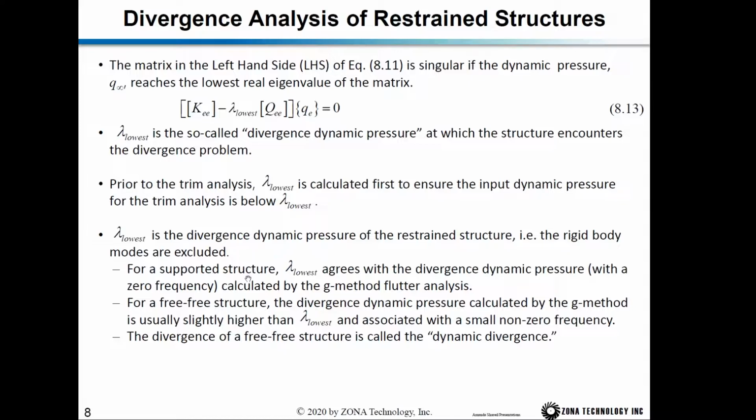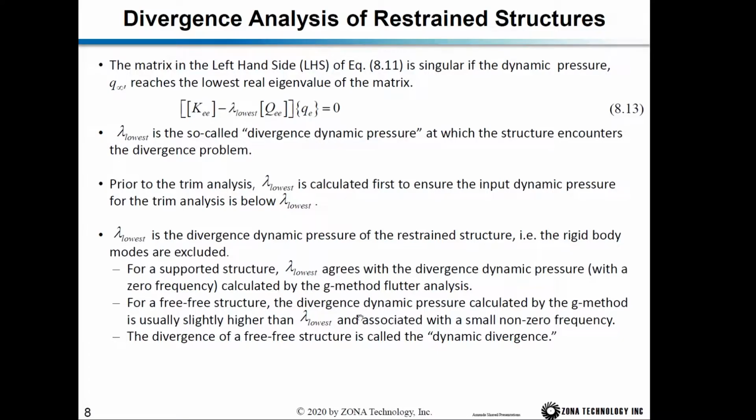So lambda lowest is the divergence dynamic pressure of the restrained structure, no rigid body mode. For the supported structure, lambda lowest agrees with the divergence dynamic pressure with a zero frequency calculated by the G method flutter analysis. For the free structure, meaning you have rigid body modes, the divergence dynamic pressure calculated by the G method is usually slightly higher than lambda lowest and associated with a small non-zero frequency.